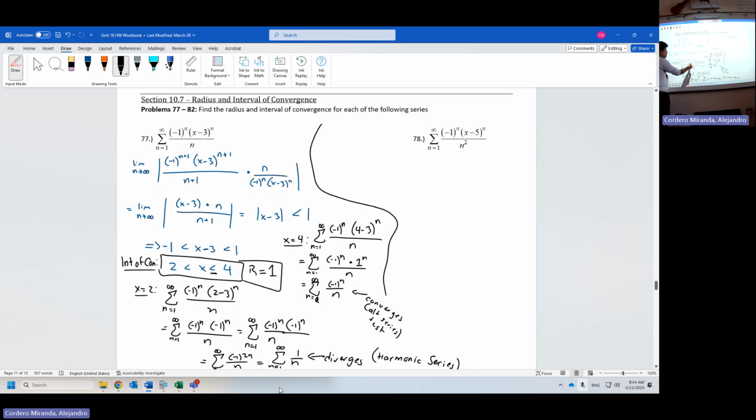So the 4 we include, that's why there's this little line under the 4. But you plug in 2 and you get -1 to the n times -1 to the n over n. And these two end up combining. So n plus n is 2n. That's me circling 2n right here. That's always even, so you get a positive number out of that every time. And so you just get this straight up harmonic series which diverges. So 2 is not included in the interval.